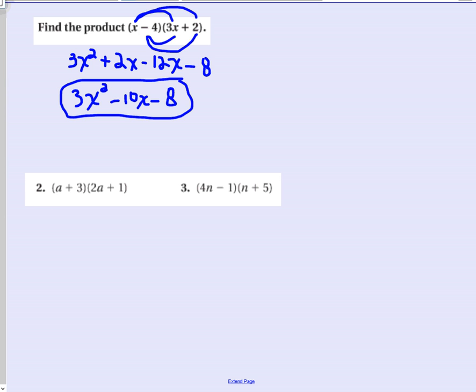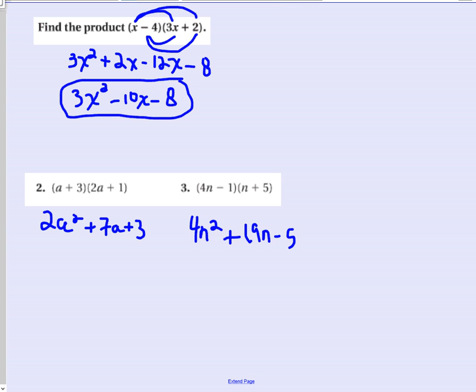All right. So number 2, the answer would be 2a squared plus 7a plus 3. All right. And then if you paused and tried number 3, which I highly suggest you do, it would be 4n squared plus 19n minus 5. All right, so that's how you FOIL or multiply a binomial by a binomial.